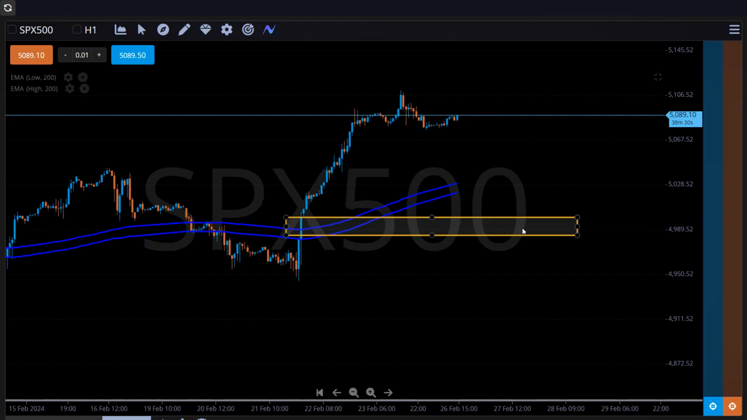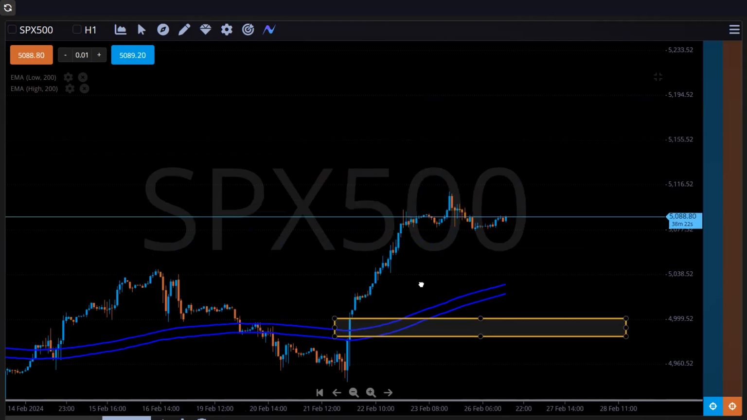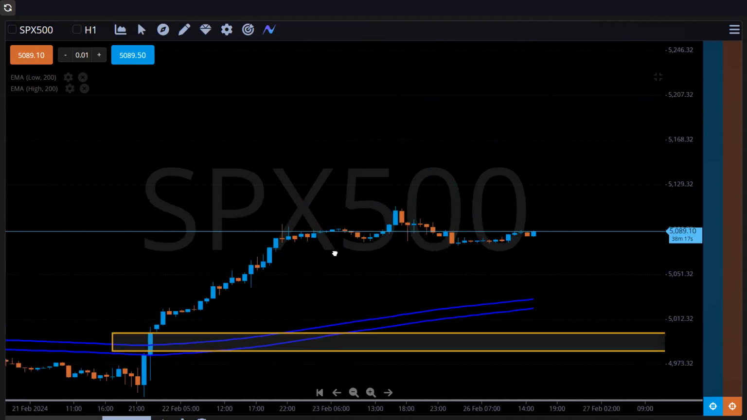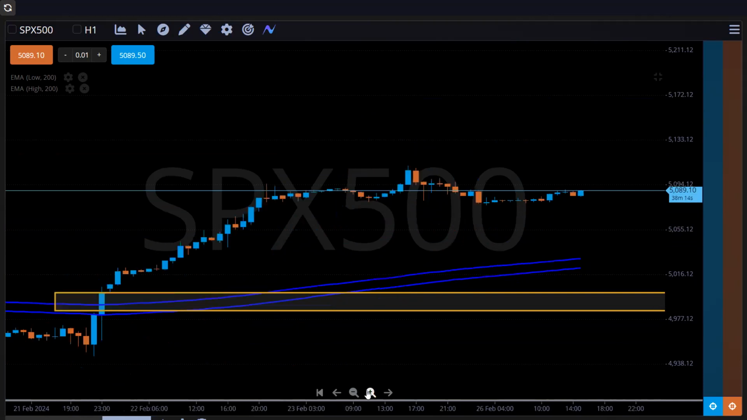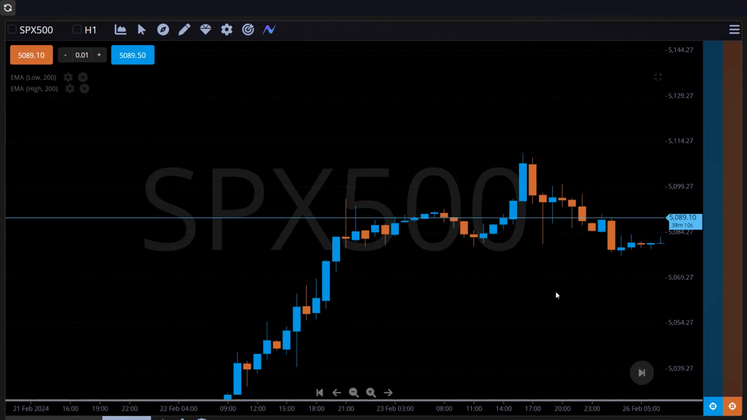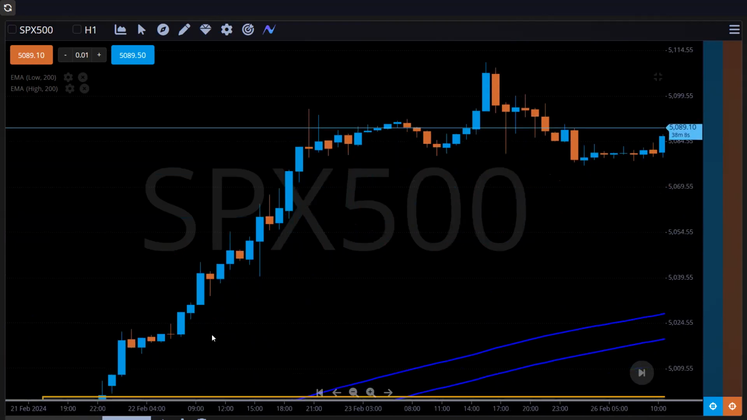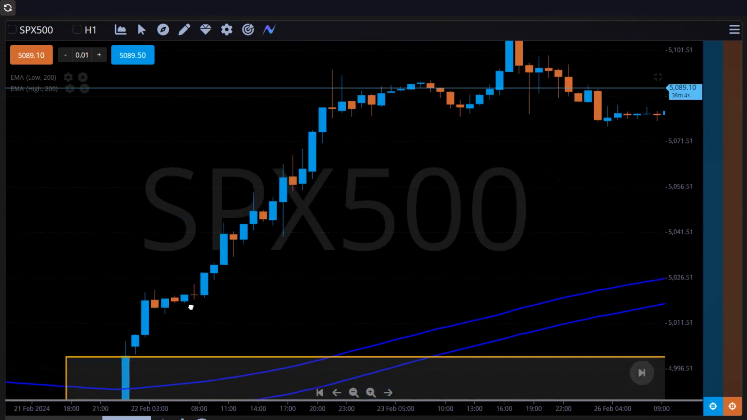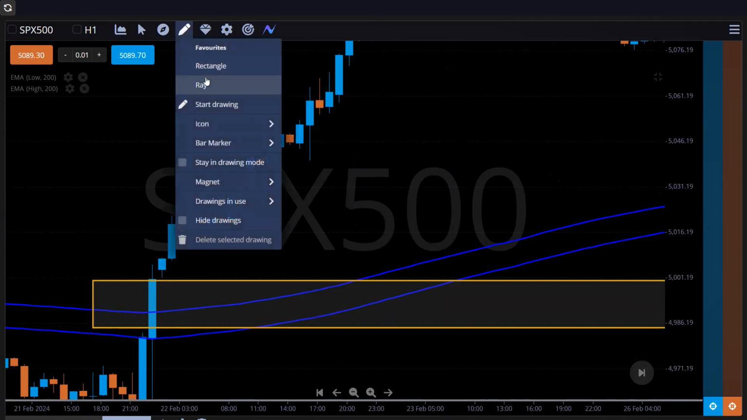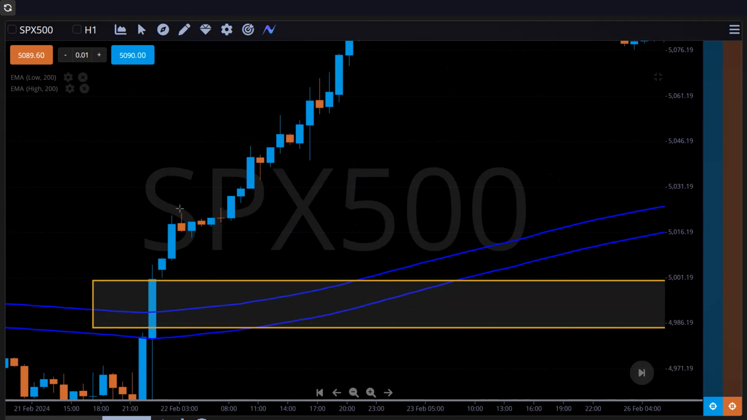Are there any more imbalances? Well, we have to look. Same time frame, just zoom in. It's okay to take time to look through. Boom, imbalance. Go to your drawings. I have it favorited, rectangle. This wick here stops here, gap. This wick stops here.